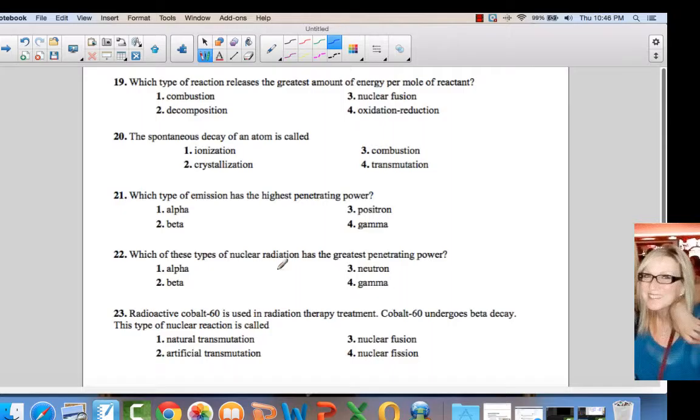Which type of reaction releases the greatest amount of energy per mole of reactant? So this is chemical, this is chemical, this is chemical, nuclear. Nuclear is always more than chemical. The spontaneous decay of an atom, spontaneous, it's happening by itself. It's technically natural transmutation, but that's not listed there, so we'll just use transmutation.